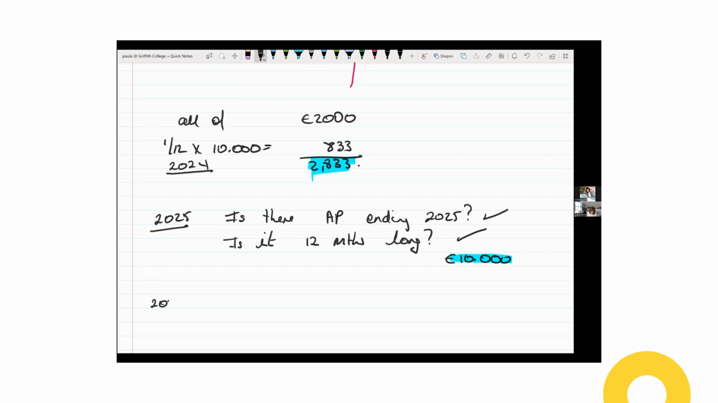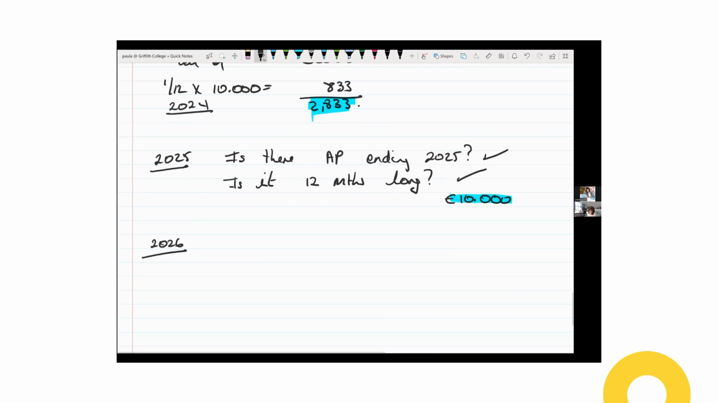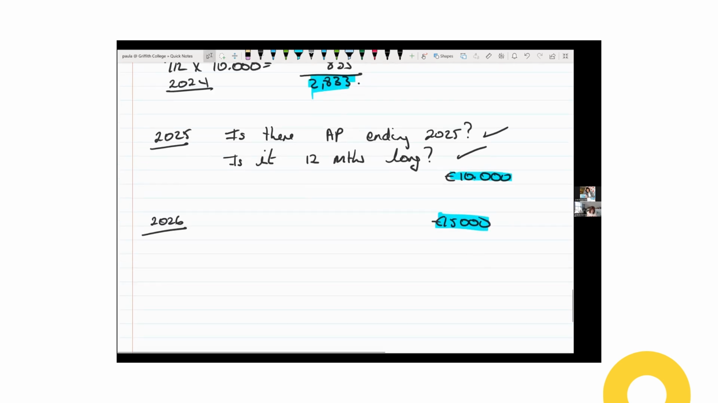So in 2026, you ask yourself the same question. Is there an accounting period ending in 2026? And is it 12 months long? Yes, it is. And therefore, it is 15,000. So they are the assessable profits of 2026. Now, let's talk about the taxpayers' election.